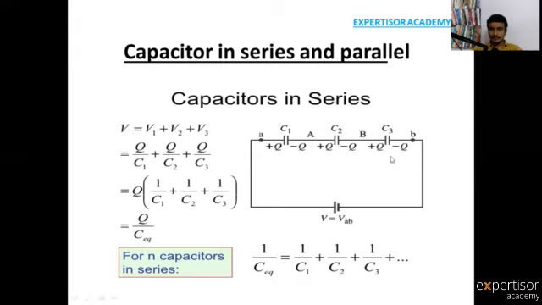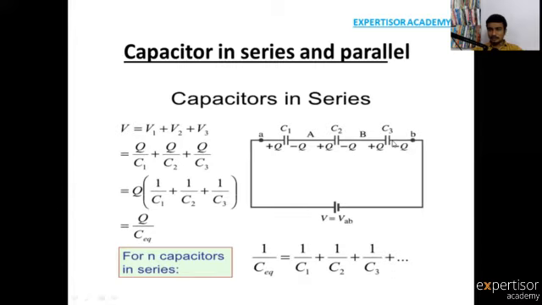Now these three capacitors are in series combination. What is the meaning of series combination? Second plate of the first capacitor is joined with first plate of the second capacitor, and also second plate of the second capacitor is combined with first plate of the third capacitor. So this is the series combination. These three are arranged in between point A and point B.